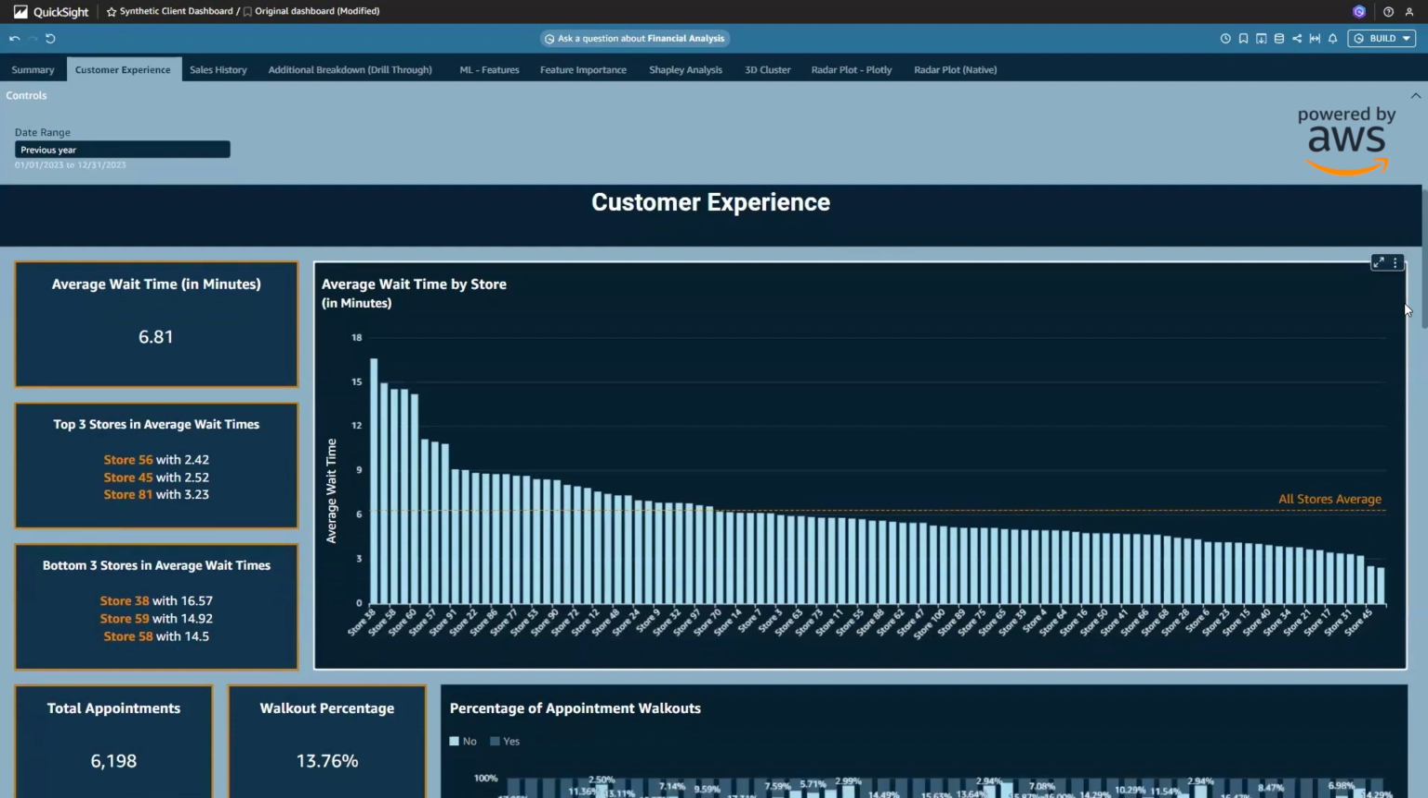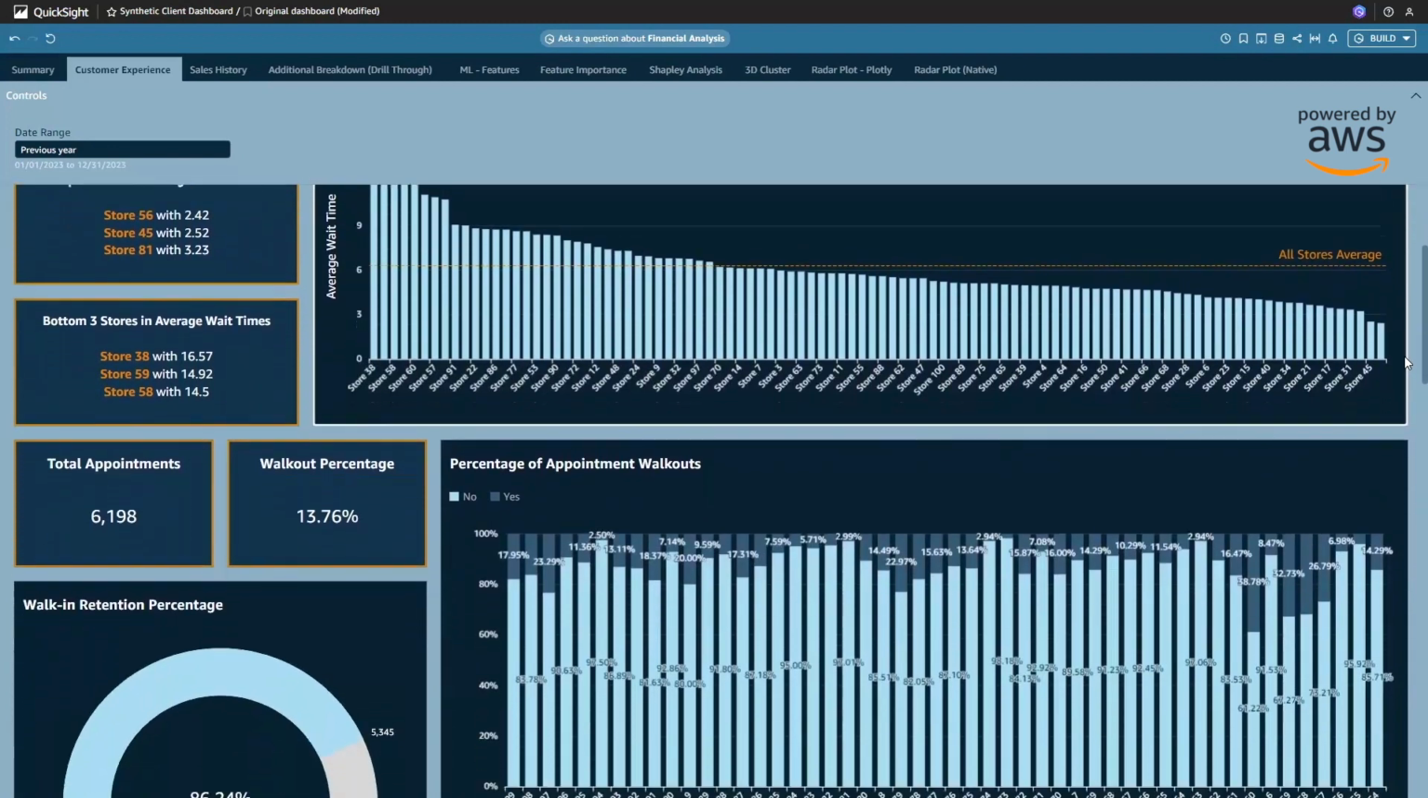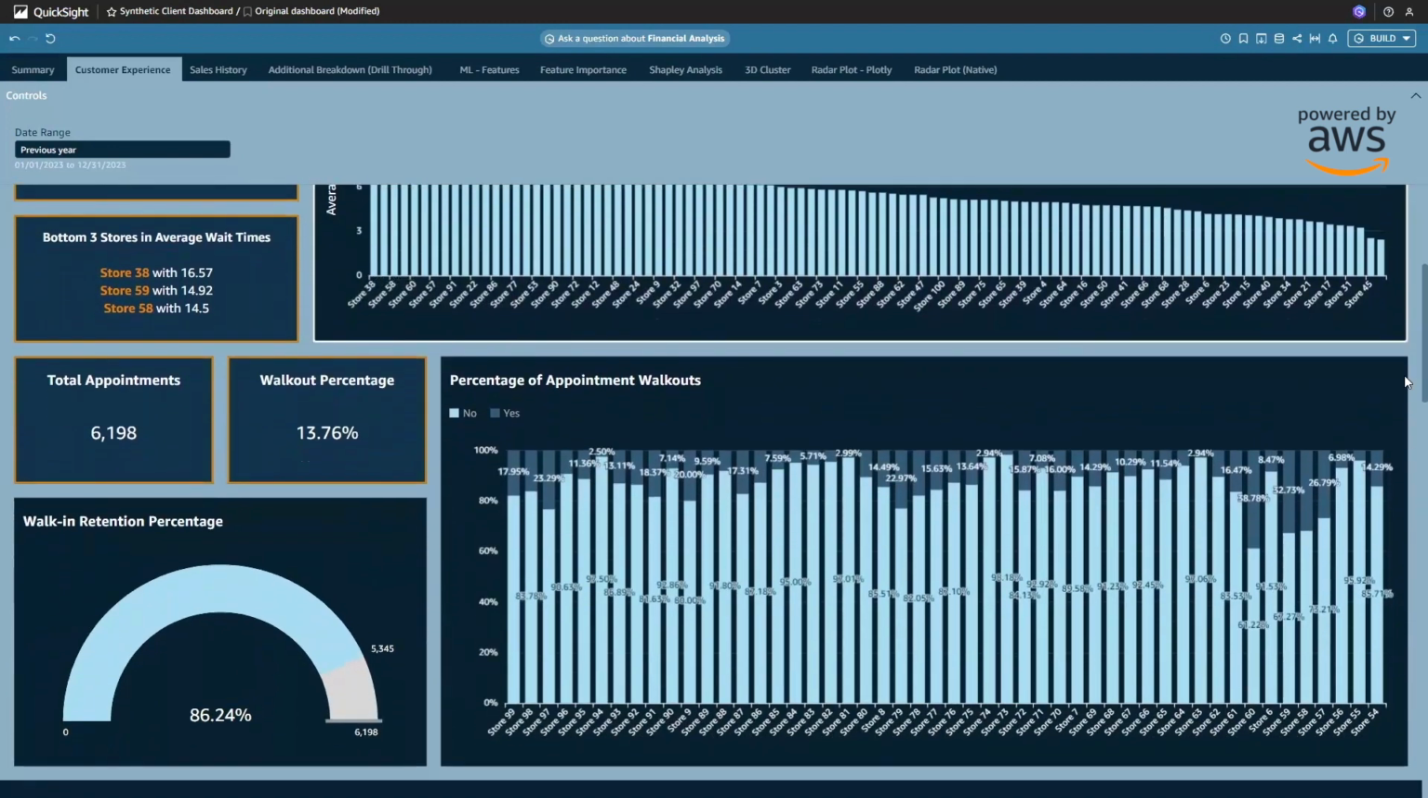Additionally, if we scroll down to see the below visual, we have a few KPIs and visuals for a different but related metric, tracking what percentage of our customers walked out before having their appointments. This stacked 100% bar chart to the right shows this metric broken down by store, while the gauge chart shows the overall walk-in retention percentage, which is just the reverse of the walkout metric.